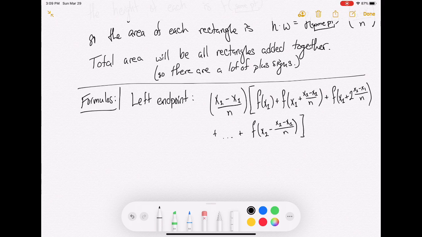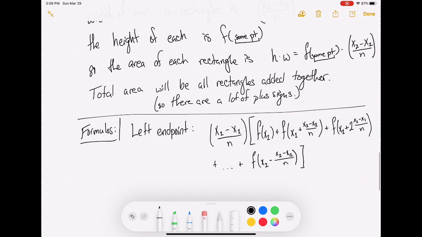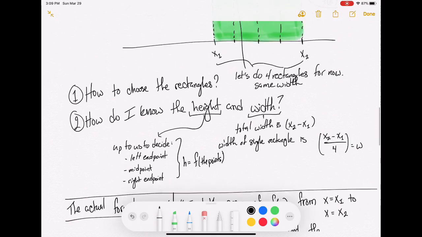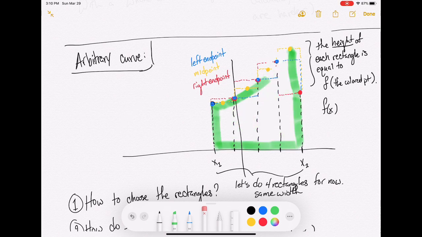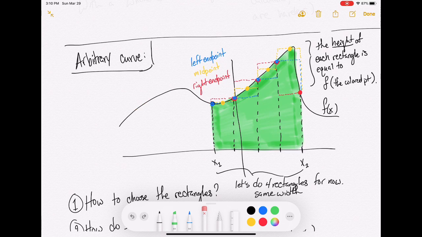Now that might not seem immediately clear as to why you keep doing that until you end up at f of x2 minus one of those widths. But the reason is that if I look at where x2 is there, and then look at the spot that my left endpoint, we'll remember, is blue. So my last left endpoint right there is the blue dot. And the left endpoint, the blue dot, is exactly one width away from x2.